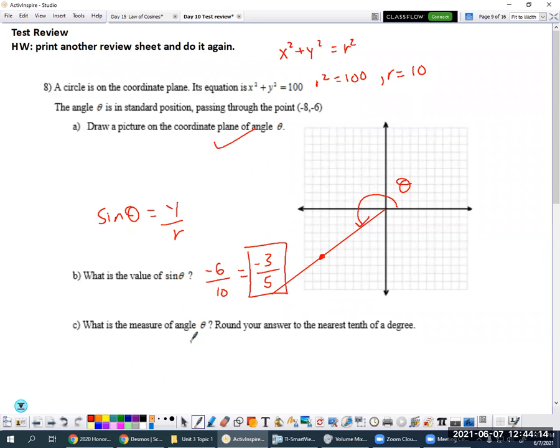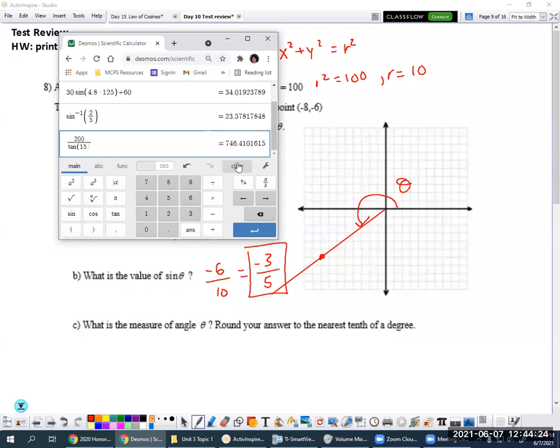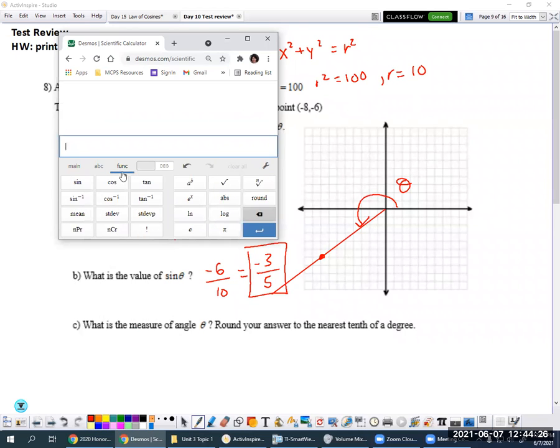What is the measure of angle theta? Round your answer to the nearest tenth of a degree. So you want to be super careful here. I don't want to do, and I'm going to show you why, the inverse sine of -3/5, because I get a negative angle, and a negative angle comes down from the x-axis, and it's kind of awkward. So what I really want to do is think about this as the inverse sine of 3/5, and that's 36.87. I want to think about this as a positive 36.87.